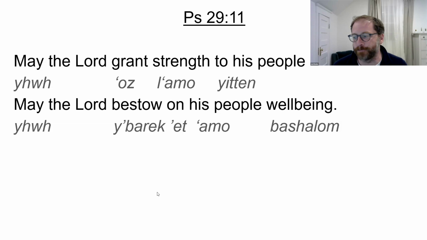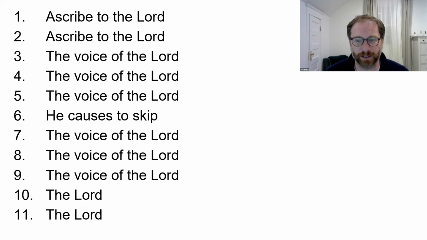I want to point our attention to one other aspect of it, which is the overall structure, which I've alluded to a little bit. A lot of poetic analysis starts and very often ends with, oh, if I just figured out the structure of the thing, I've figured out what it means. So here's a psalm with really super clear structure. 2 verses of ascribe to the Lord, 3 verses of the voice of the Lord, 1 of whatever in the middle, 3 of the voice of the Lord, 2 of the Lord, right?